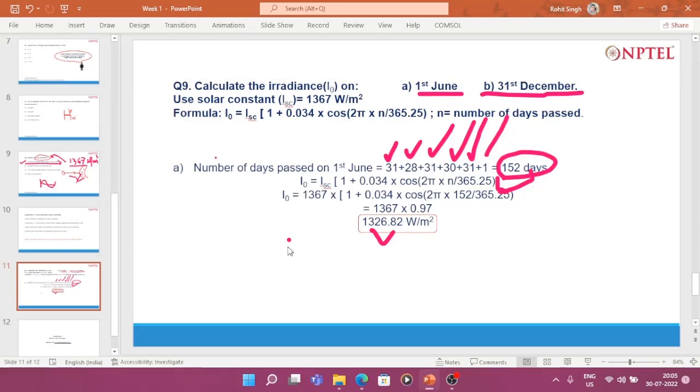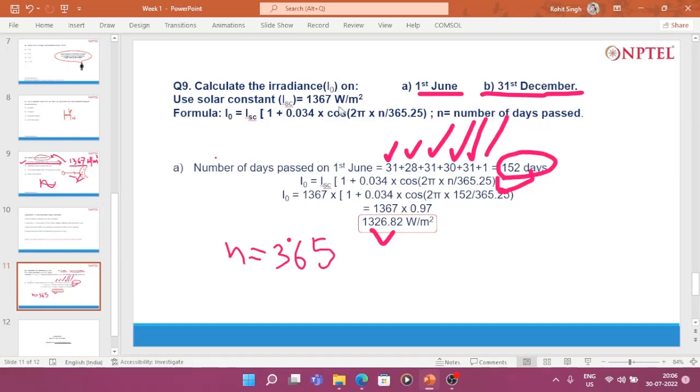Okay. So anybody who hasn't got it, let me solve it for you. For 31st December, what should be the value of n? Anybody? Anyone? 365. We just don't have to count days. We know we have 365 days in a year. This is not a leap year, so it should be n equal to 365 on 31st December.